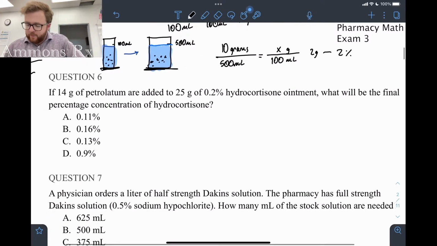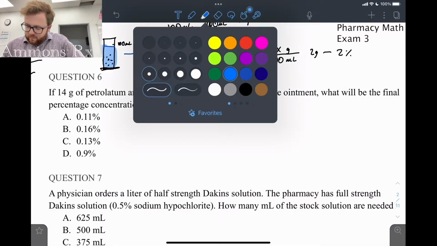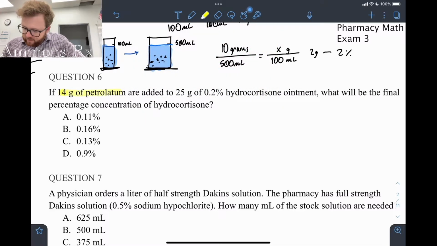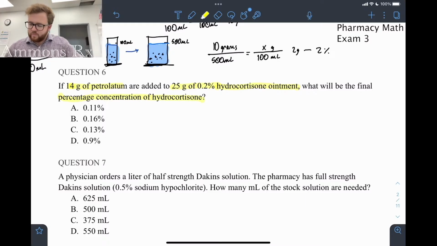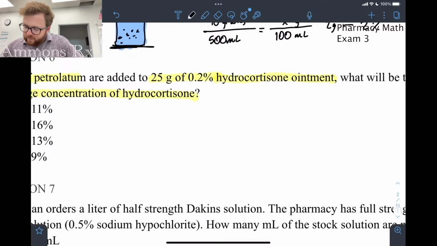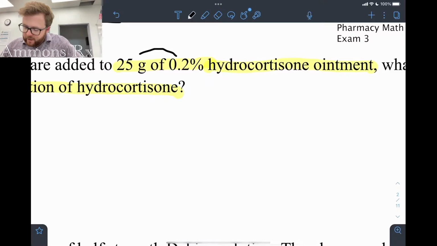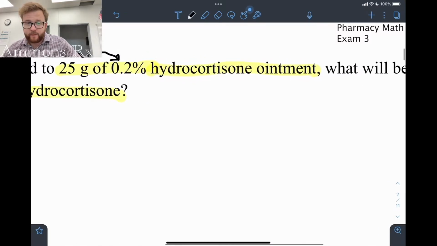So this one is an ointment as well. So 14 grams added to 25 grams of 0.2% hydrocortisone. What will the percentage be of hydrocortisone? So in this instance, we have 25 grams of a 0.2. So it's hydrocortisone, but it's already diluted. We don't know how much hydrocortisone is in that 25 grams of 0.2%. And we need to base our percentage off of pure drug. Okay, so we first need to find out how much hydrocortisone is in this.